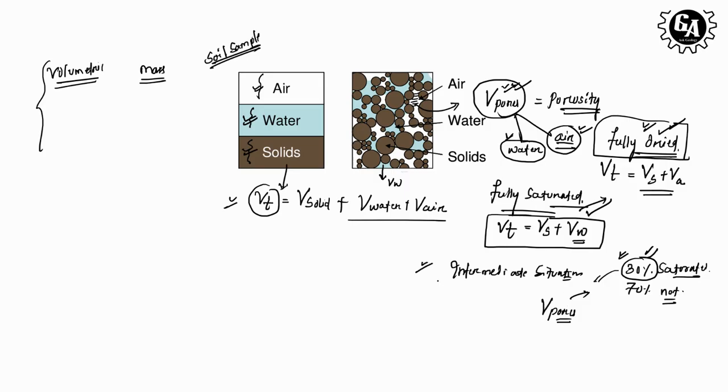So in the intermediate situation, there will be volume of solid, volume of air and volume of water. And you can see the pore space can accommodate this air and water. That is the porosity. Porosity can be filled by water and air. And if the volume of pores is not fully saturated with water, then we will say it is some percentage saturated, or we have to calculate the degree of saturation.